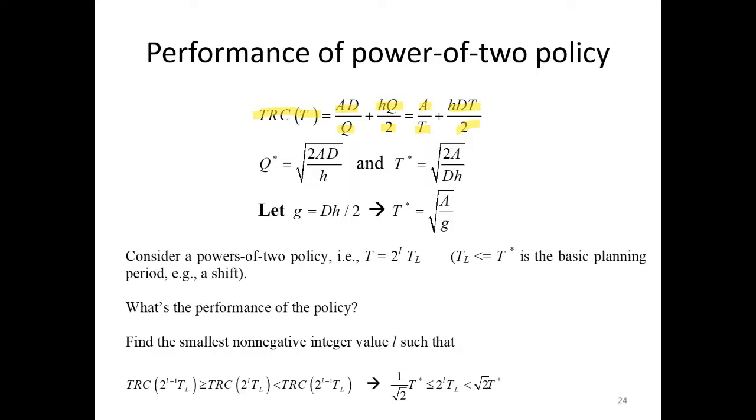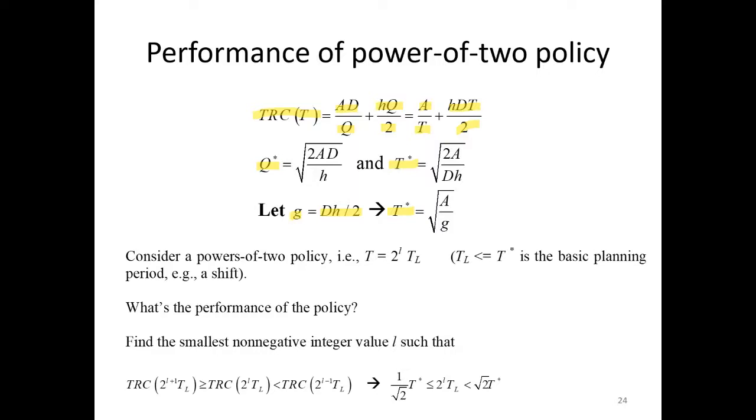Now, of course, similarly, we can also calculate Q star, which is the optimal economic order quantity, and equivalently the value of T star, which is the optimal ordering cycle. And of course, for the basic EOQ model, it's going to be square root 2A over DH. To simplify our calculations, we are going to set G to be DH over 2, and this means we can directly calculate T star as the square root of A over G.